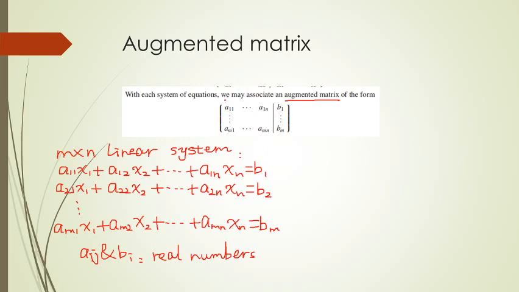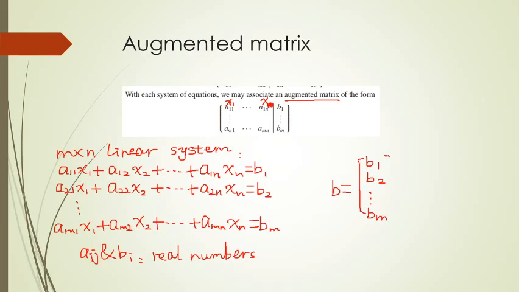If we write in this augmented matrix, each column, the first column is the coefficient for the variable x1, the second column is the coefficient for the variable x2, and the last column is for the coefficient of xn. That is the left part of the m by n linear system. And here the b, we can write the b in this way: b1, b2, bm.